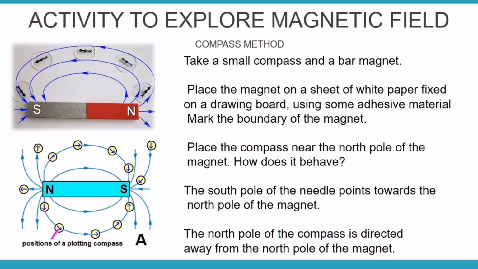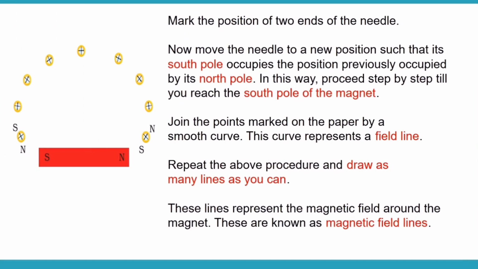The north pole of the compass is directed away from the north pole of the magnet because the same poles repel each other. Now mark the positions of the two ends of the needle. Now move the needle to a new position such that its south pole occupies the position previously occupied by its north pole. In this way, proceed step by step till you reach the south pole of the magnet.